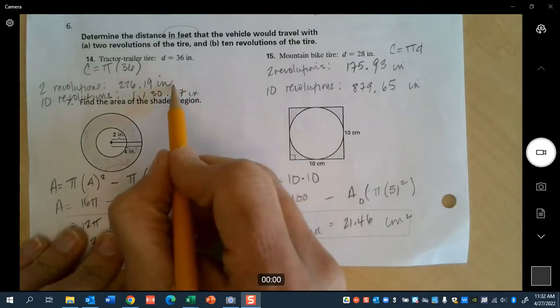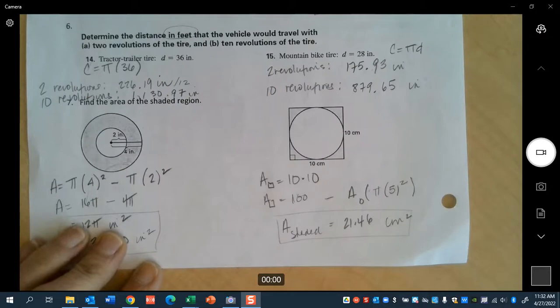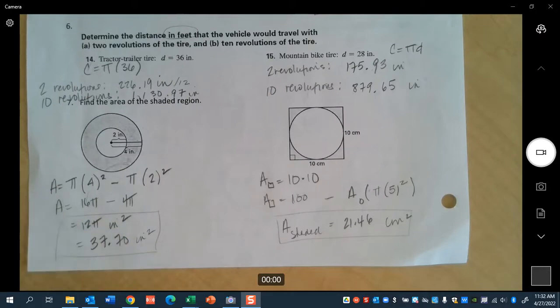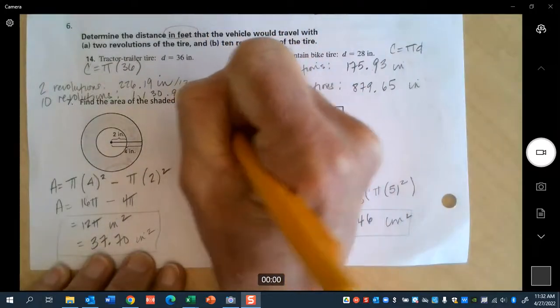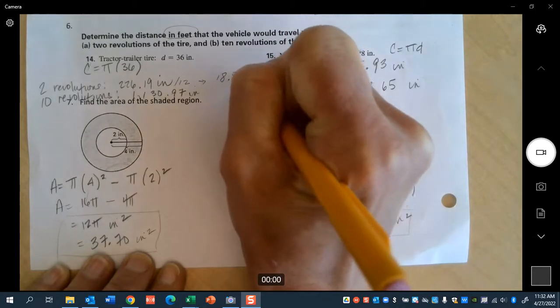because it asks you for distance in feet. So if I have this in inches, if I divided that by 12, that would give me it in feet, right? So if I did 36 times pi, and then times 2, because it goes around twice, right? That's my 226.19. If I divide it by 12 inches, it should give me 18.85 feet. Does that sound right?